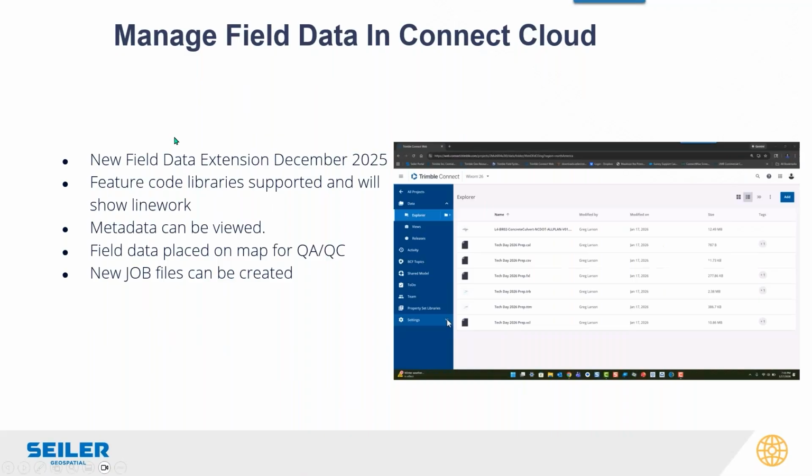Then what's new in the cloud, in Trimble Connect Cloud, in December 2025, is they did change the field data extension. I know there was an older version, and it completely changed. I do like the new one. I didn't at first, I do like it now. So if you have questions on it, I will certainly walk you through it. The nice thing is feature code libraries are supported, metadata can be viewed. But the nice thing is they gave us a map.